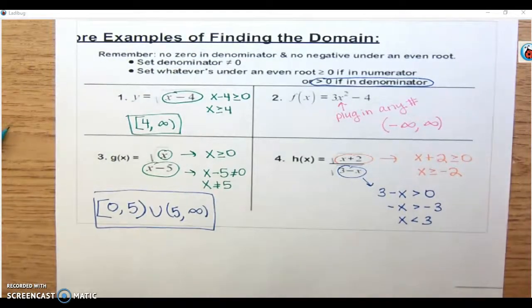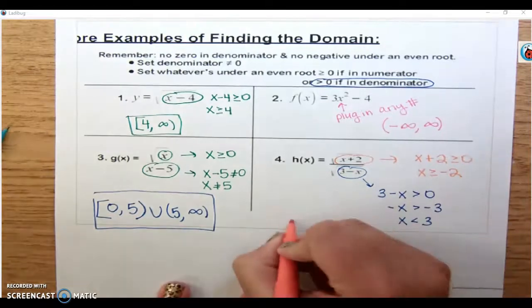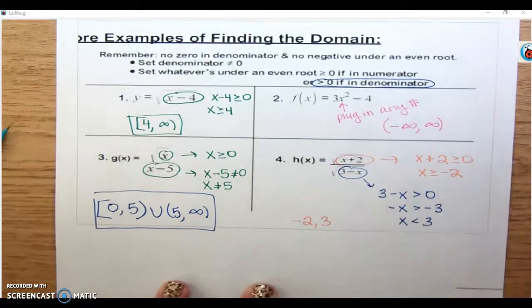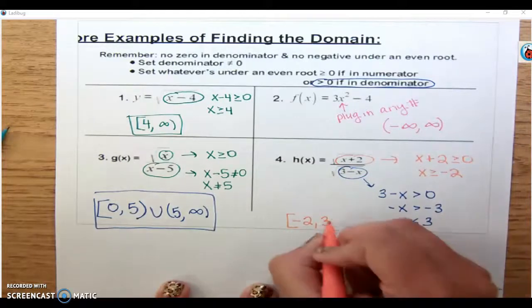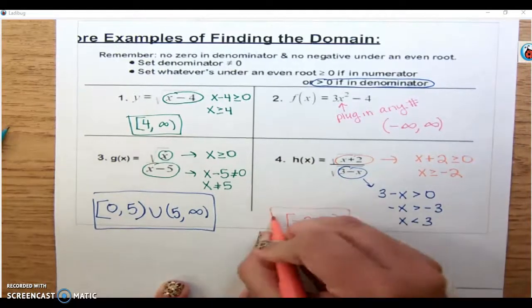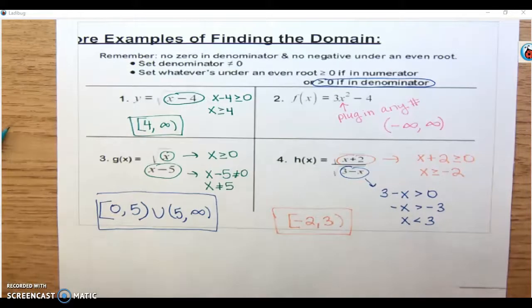So two things going on here. x has to be greater than or equal to negative 2, and x has to be less than 3. So it's really going to be between negative 2 and 3. Negative 2 is going to get a bracket because it has the equal to sign. 3 is going to get a parentheses because it doesn't. So that's our interval. Okay?